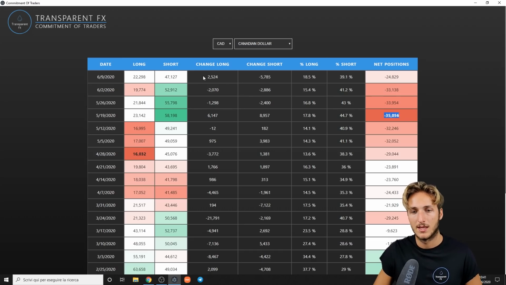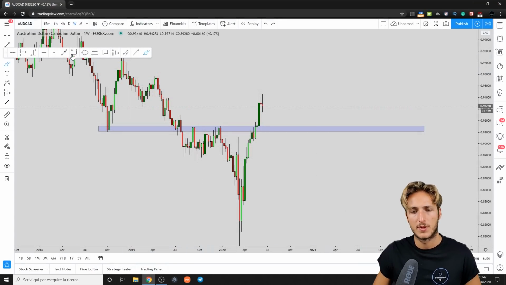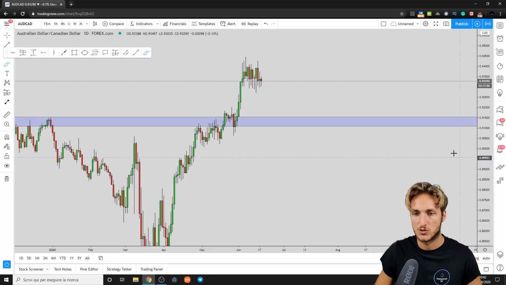But keep in mind that with the last report, in the short term, net positions have increased from minus 35k to minus 24k, and with the last report, hedge funds have added 2.5k longs and closed 5.7k shorts. So we can expect in the short term the CAD to get stronger, therefore possibly driving AUDCAD to the downside. Now, we have spoken about the monthly and the weekly. This is our overall downside target. Let's go down on the daily and see what kind of situation we have.